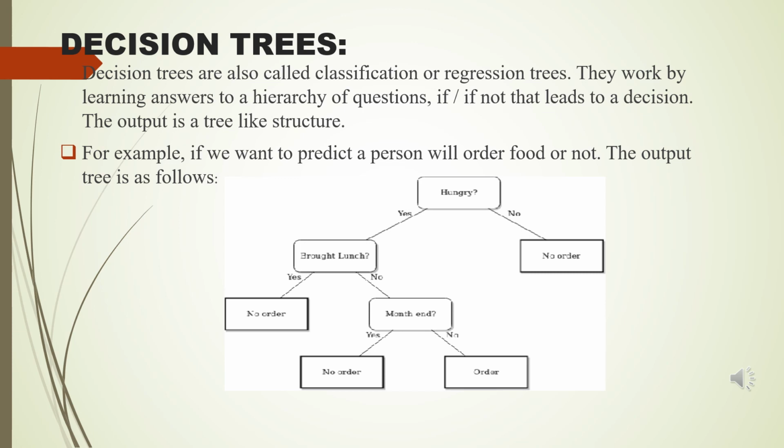If yes, did he get a lunch or not will be the next question. If yes, then no order. If no, then is it month end or not? If it is a month end, no order. If it is not a month end, then order. For the first question itself, if it is a no, if the person is not hungry, then he'll not order anything. This is how a decision tree works.